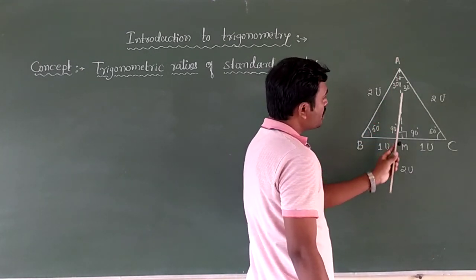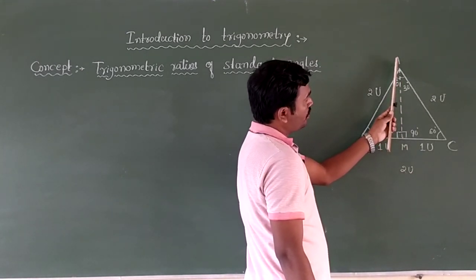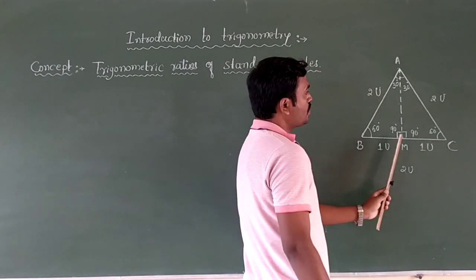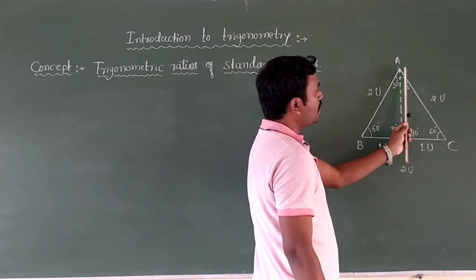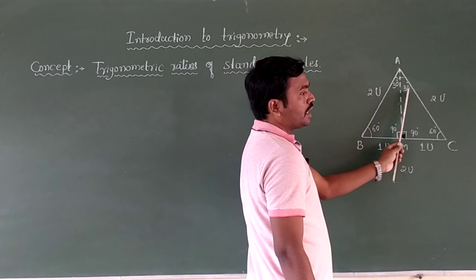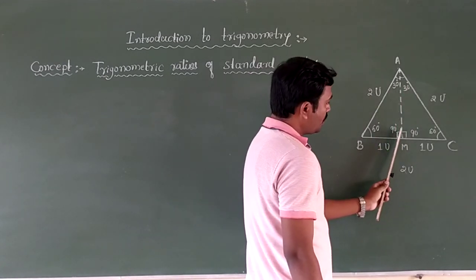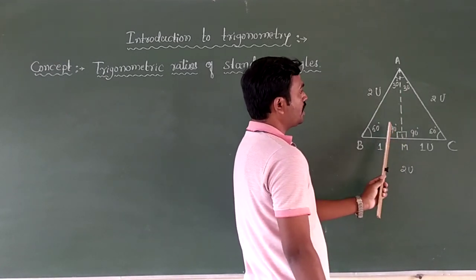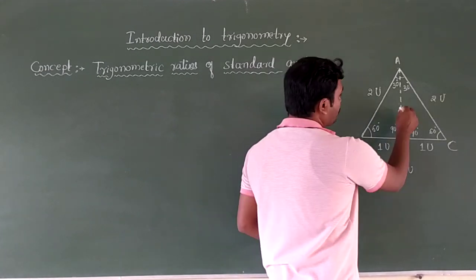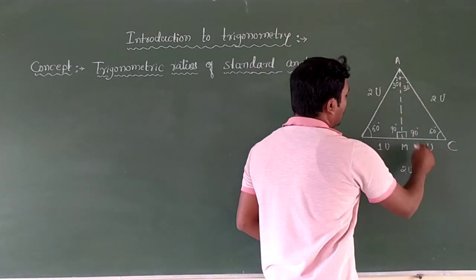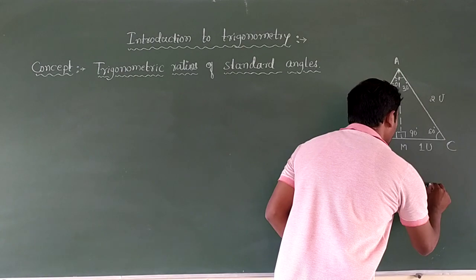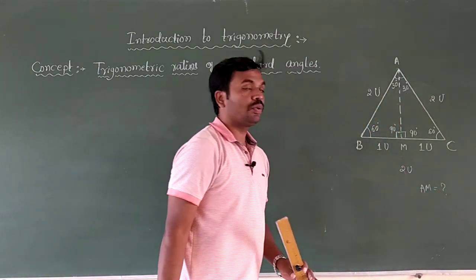So, here AM is the altitude drawn from the opposite vertex A to BC. It divides this 60 degree into two equal parts, 30 degree and 30 degree. Here it is perpendicular to BC, so it is 90 degree. Here we do not know the length of the altitude.